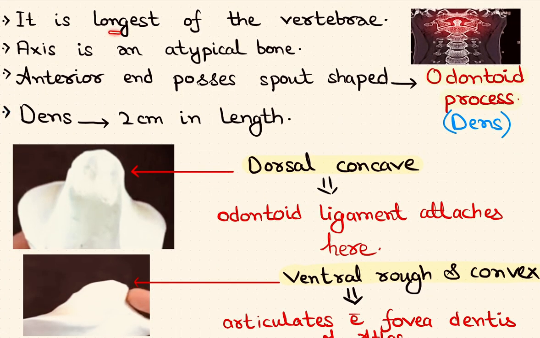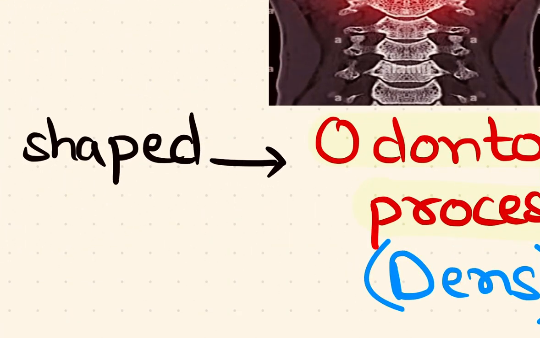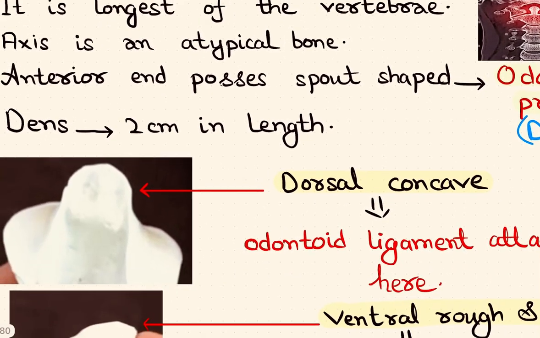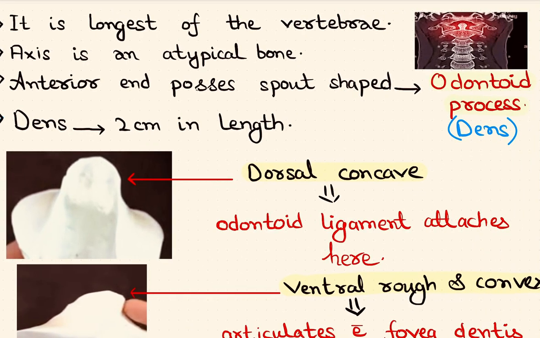The axis bone is the longest of the vertebrae. Now what does it mean? It means that if we talk about the length of the bone, or which vertebra is the longest, the first name that comes to mind is the axis bone. Why is it long? Because of the odontoid process. You can see in this diagram, this is the odontoid process which makes this axis bone the largest vertebra.